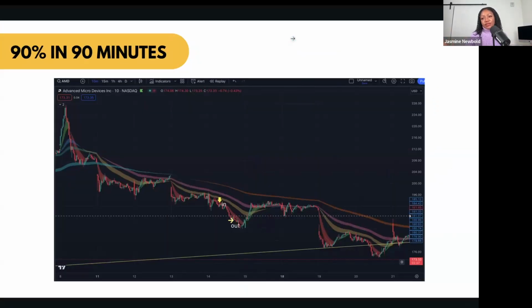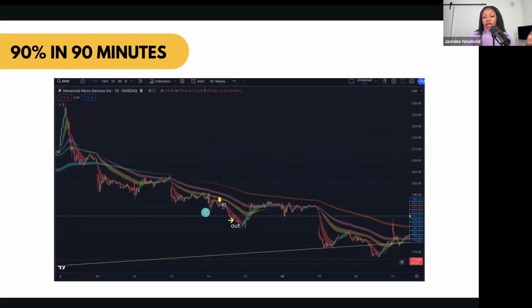This first one, I have little nicknames for all the trades also. This first one is called 90% in 90 minutes because that's what happened. This is a zoomed out view of the AMD chart. So like I mentioned earlier, AMD is one of my favorites, if not my favorite stock to trade. And so on a zoomed out view, you can see that this move wasn't even that big, but with stock options, the move doesn't have to be big for you to make a lot of money. And this is the 10-minute candle. This is where I got in at, and this is where I got out at.